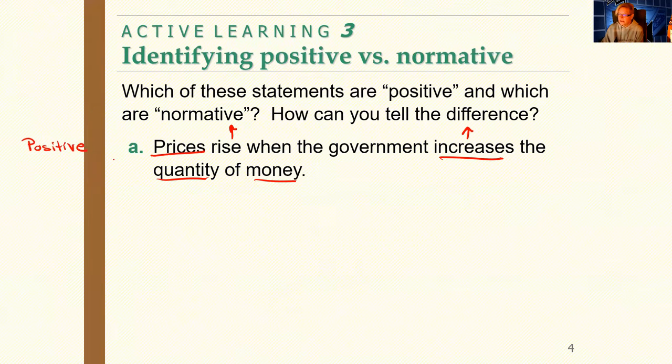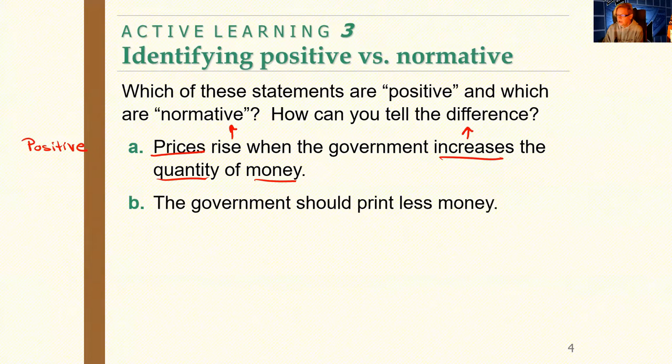It's, by the way, a true statement. B. The government should print less money. Okay, there's our key word, and that is difficult to measure. It's opinion-based, so that means that the second statement here is normative.